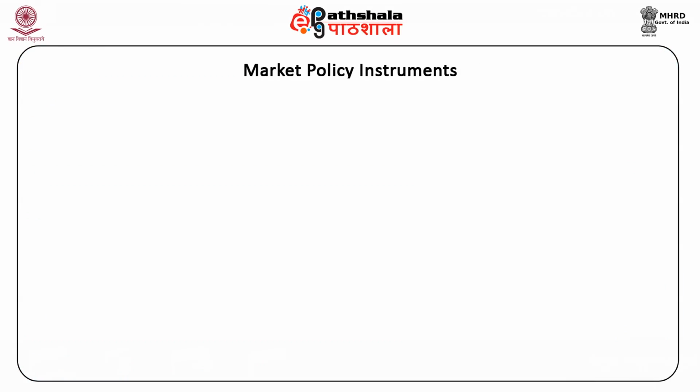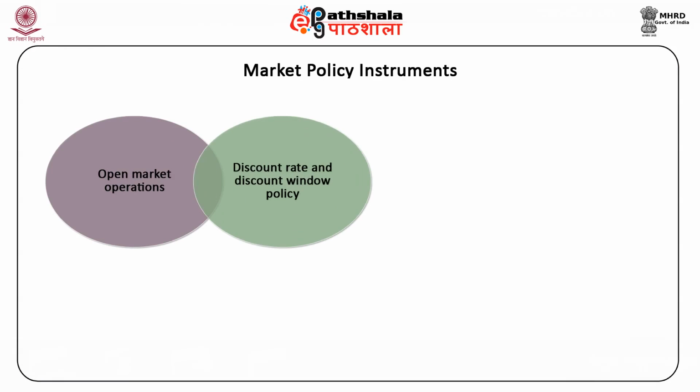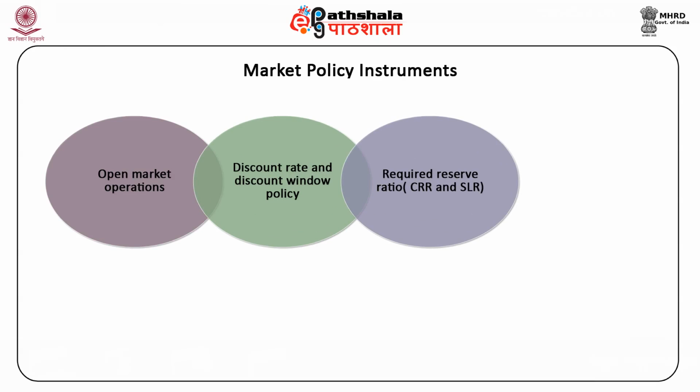Instruments of policy for the RBI are: 1. Open market operations, 2. Discount rate and discount window policy, 3. Required reserve ratio, CRR and SLR, 4. Selective credit controls. Changes in these instruments will change either the monetary base or the money multiplier and hence change the money supply.